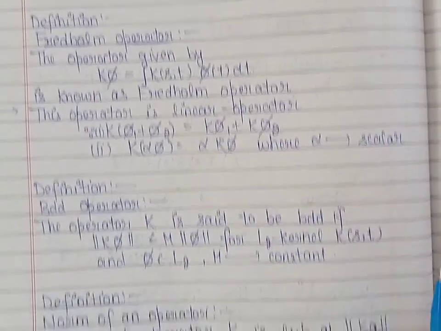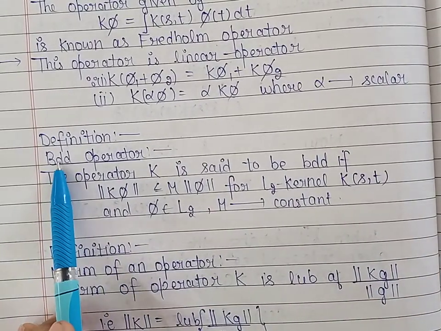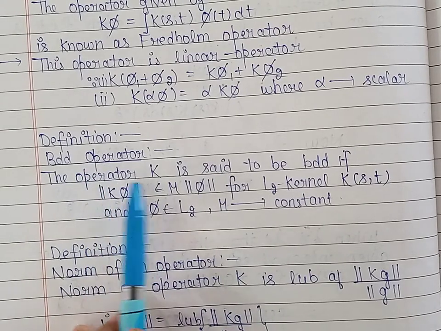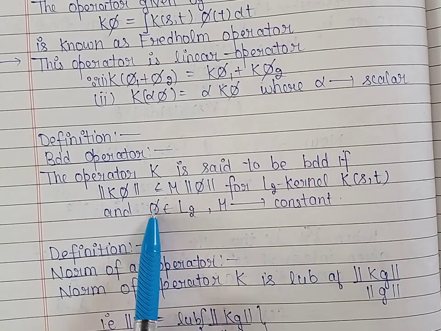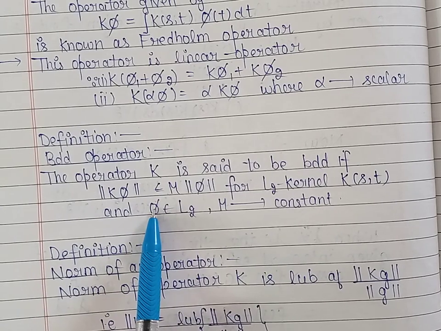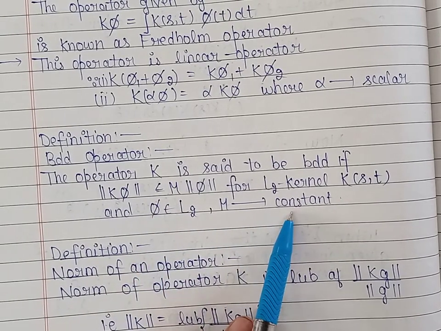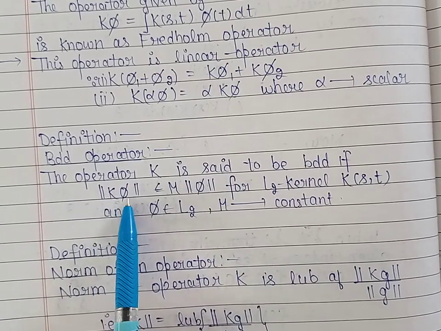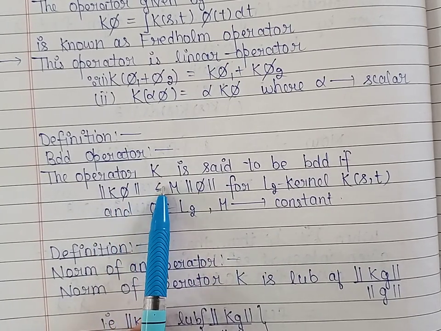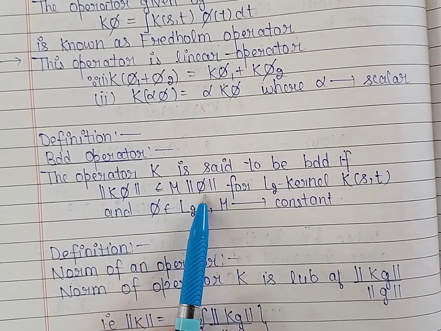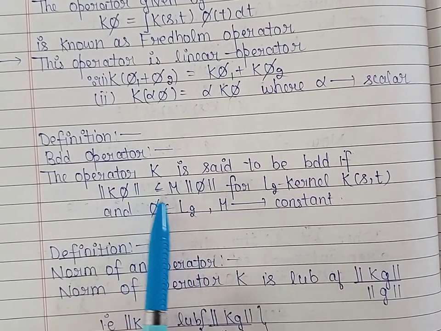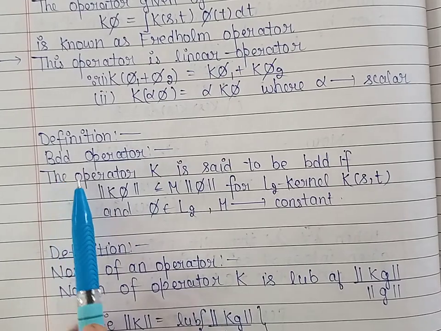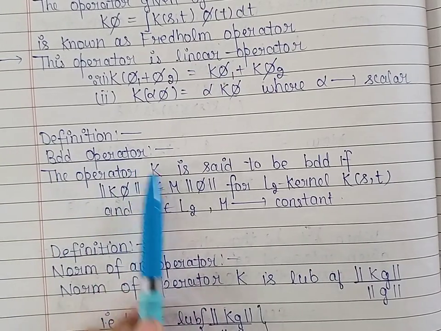Now next we define what is a bounded operator. The operator K is bounded if for every square integrable function phi and a constant M, we have the norm of K phi is less than or equal to M times the norm of phi. If this condition is satisfied, we say that the operator K is a bounded operator.